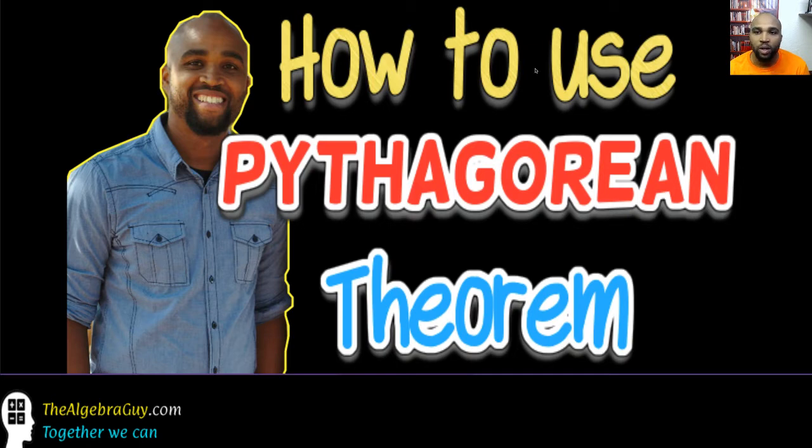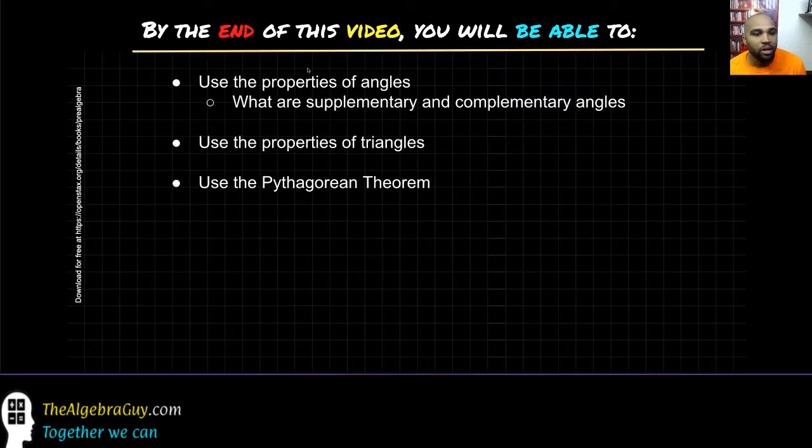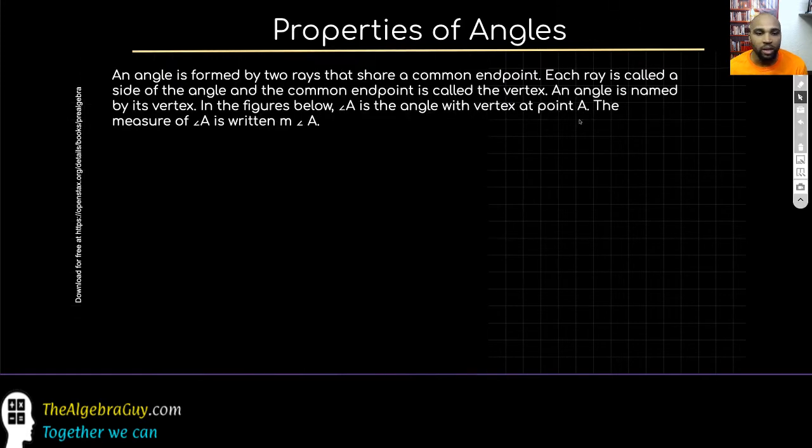So our questions we want to answer today are, by the end of this video, you'll be able to use the properties of angles. Answer the question, what are supplementary and complementary angles? Use the properties of triangles and use the Pythagorean theorem. So let's go ahead and get into our problem.